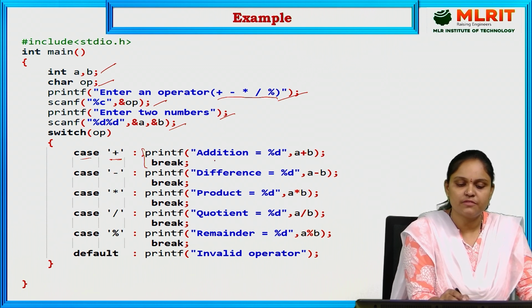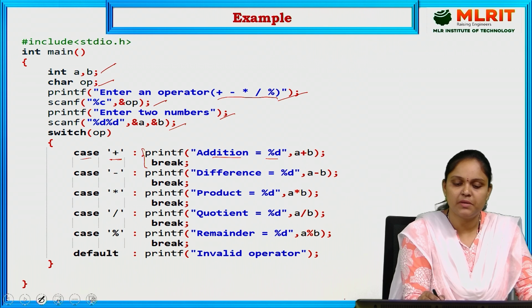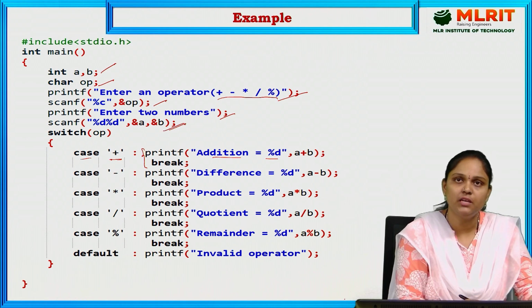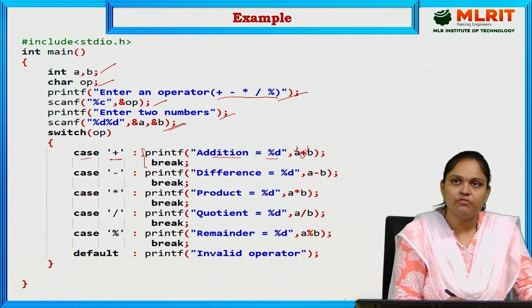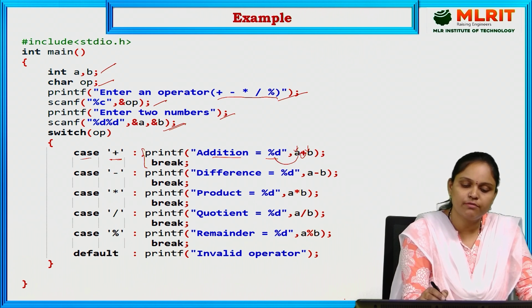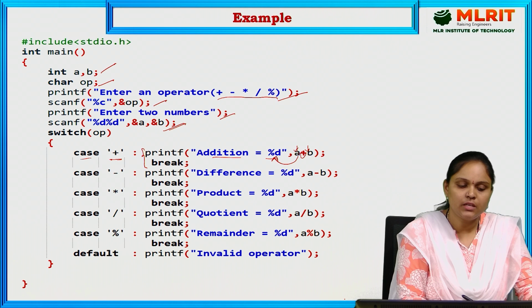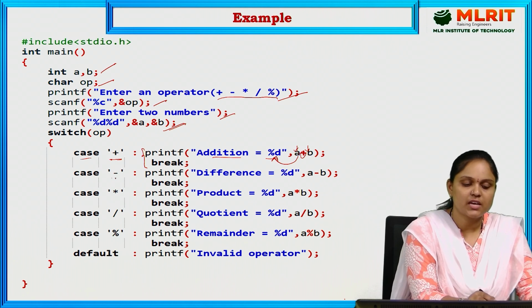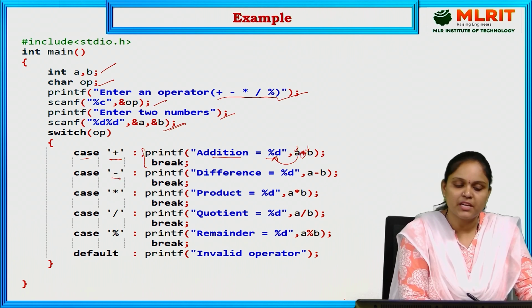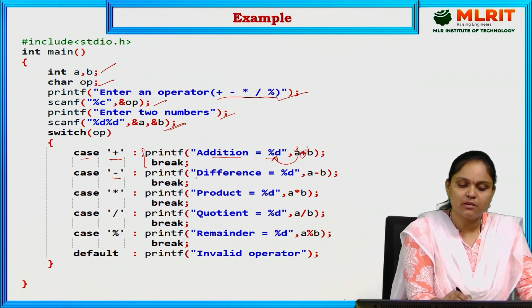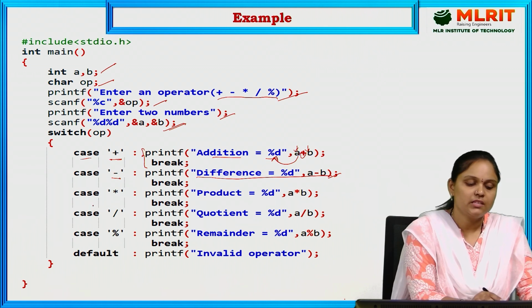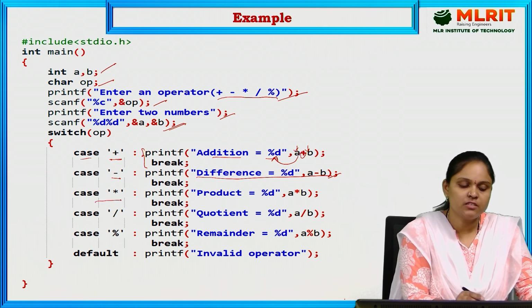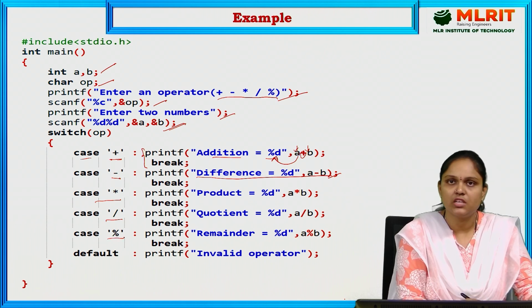This is a printf statement: addition equals percent d, a plus b. Whatever values we have read into a and b will be placed in the place of a and b, and by using this plus operator we perform addition, and that value will be reflected in the place of percent d in the console. The next case is subtraction. The symbol we use for subtraction is the minus operator, and this is the statement we use to perform subtraction for those 2 given numbers. The next case is multiplication, the next is division, and the next is the modulus operator.